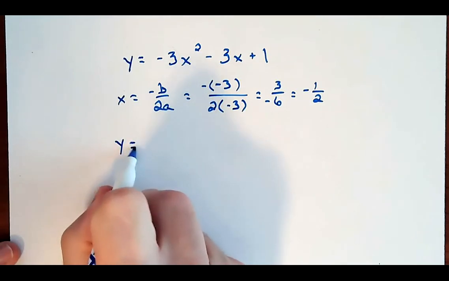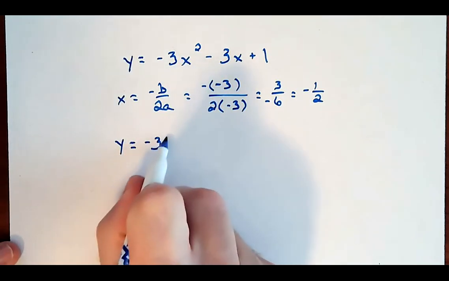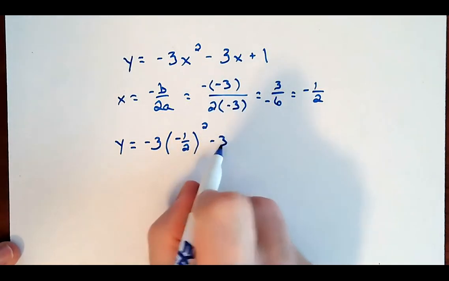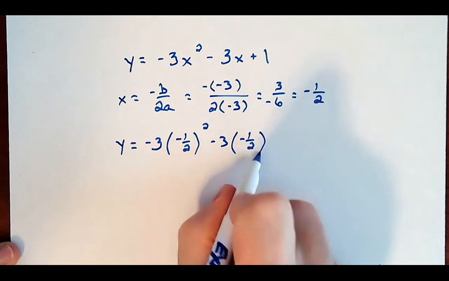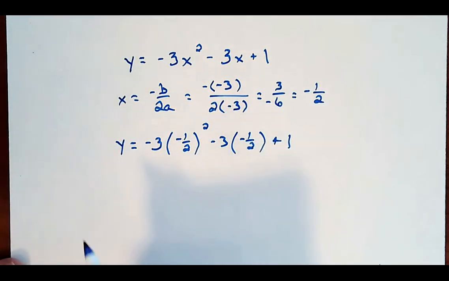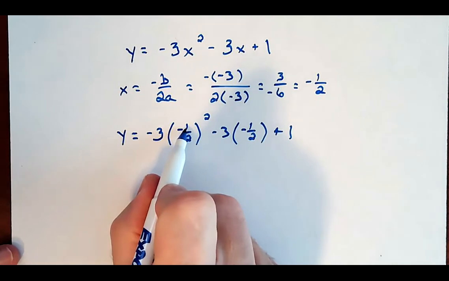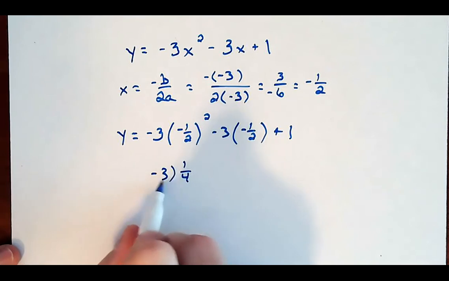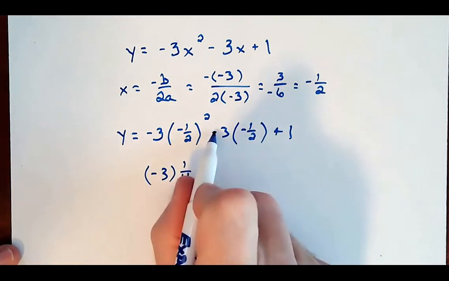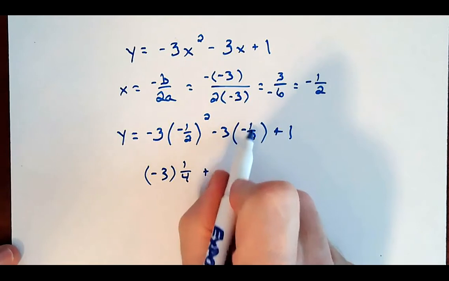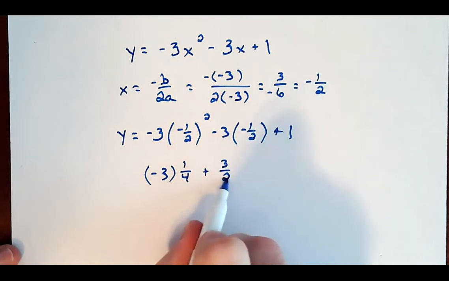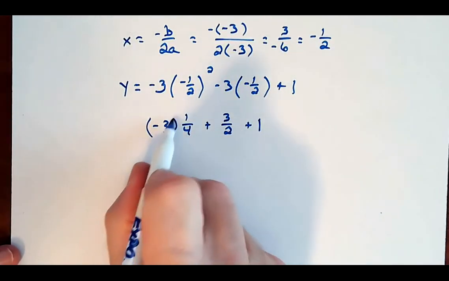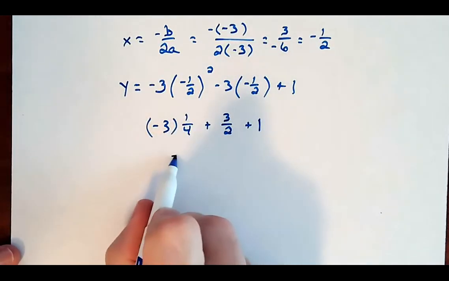To find our y value, we're going to plug that in. So it's going to be a -3, and we plug in a -1/2 and square it. Okay, so we're going to go through the math here. If we square a -1/2, we get a 1/4 that we multiply by -3. Then here we get a negative and a negative, so that's a +3/2, and then +1.